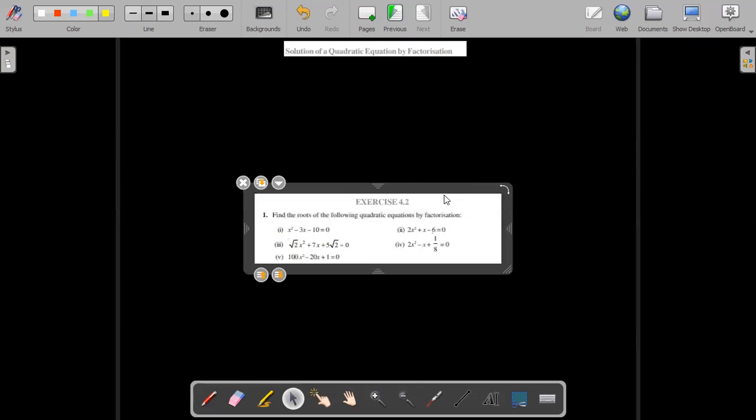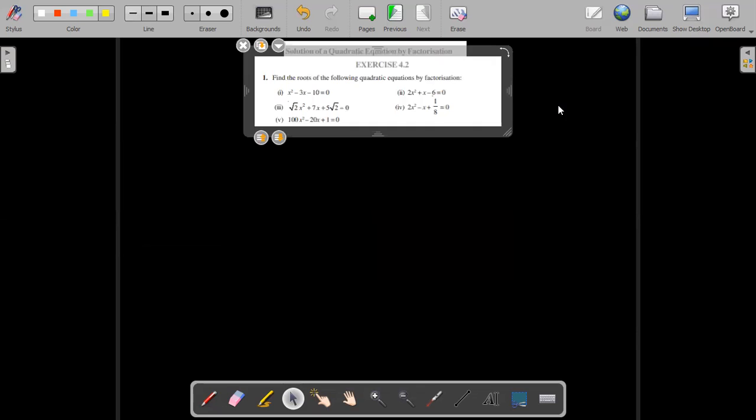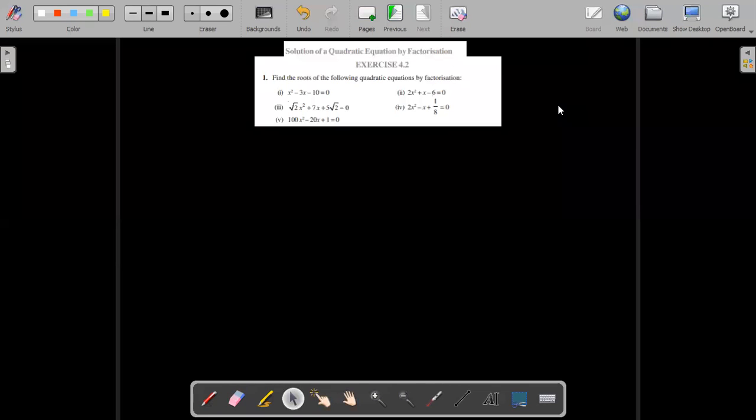So we have these questions using solution of quadratic equation by factorization method, means splitting the middle term. Like we have done in the previous question also, same thing. If we take the first question, question number 1, x square minus 3x minus 10 is equal to 0.